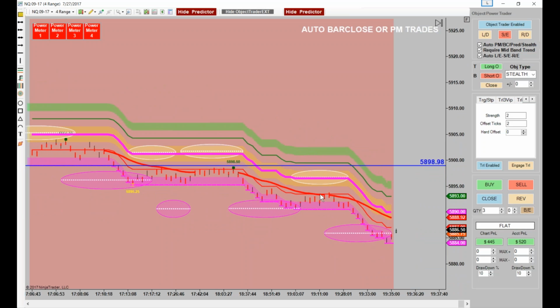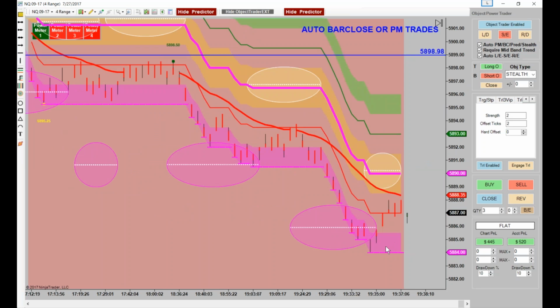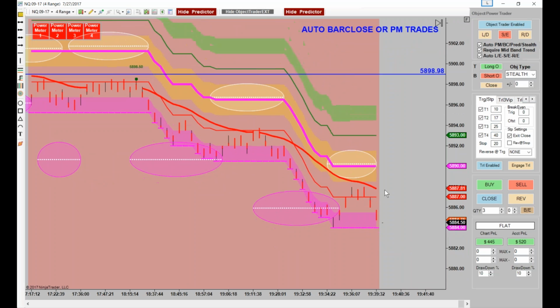Okay, let's look at it again. Let's see how many of these we could actually take. Bear with me a second. I'm going to change my targets. I'm going to put targets at like 10, 17, and we'll do 25, and we'll do a big runner on this one. We'll just go ahead and do like 40. Okay, let's see if we can get something.